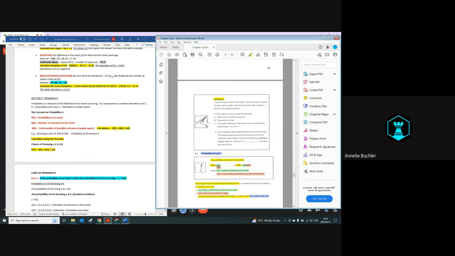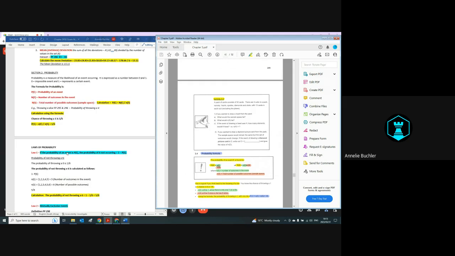So calculation using the formula, probability of throwing a 4, for example. You have 1 chance of throwing a 4, so it is 1. But there's 6 sides of the dice. So you will say the probability of an event, NE, which is the number of outcomes of the event, divided by the total number of possible outcomes. So you will write it up, the probability of the event equals NE divided by NS. And this is how you write it up, 1 chance out of 6.